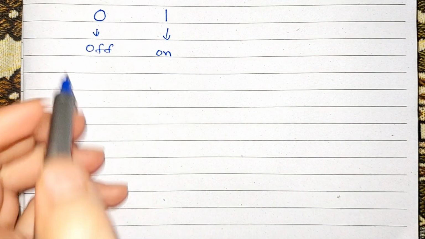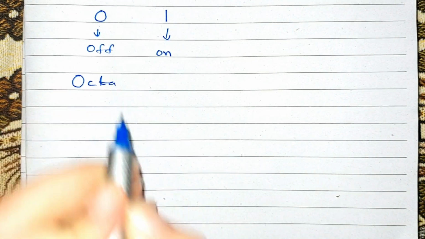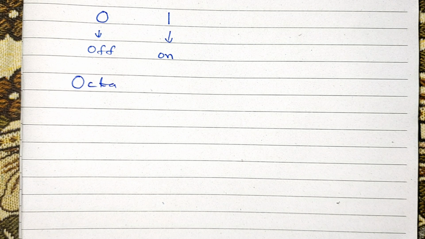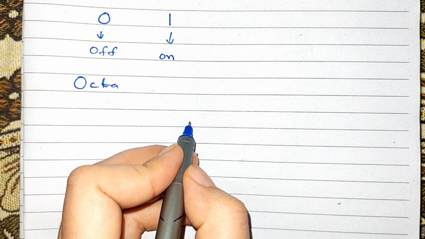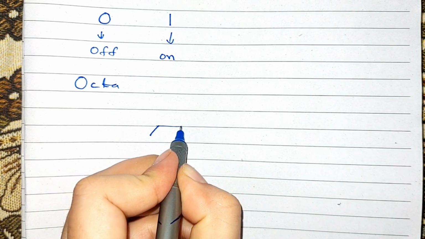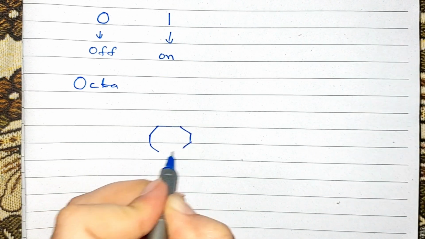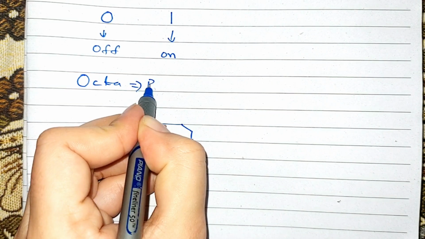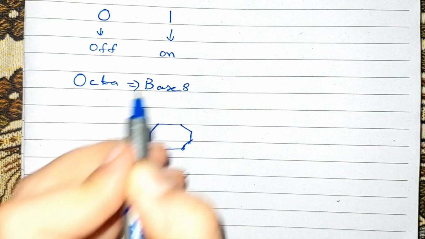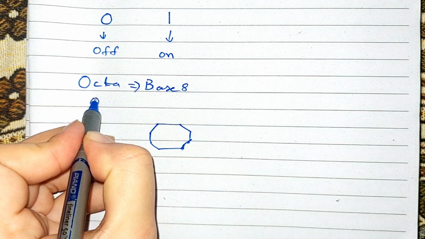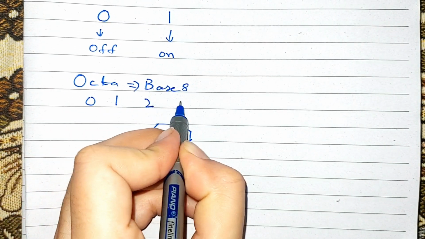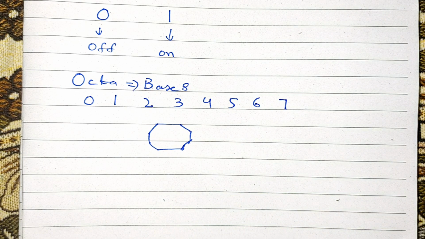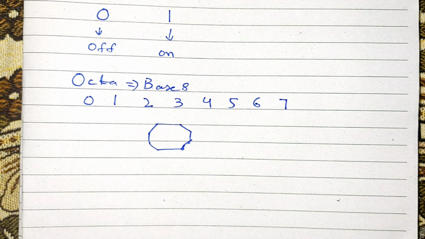Okay, the next type is octal. What do you think when you hear octal? So basically it represents octa or octagon, and an octagon is a polygon which has 8 sides like this. This is an octagon which has 8 sides. So that means octa represents base 8. So that means it has the numbers 0, 1, 2, 3, 4, 5, 6 and 7. So these are the total 8 digits in the octal system.